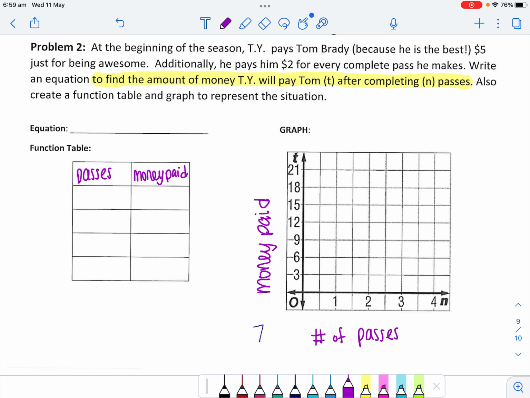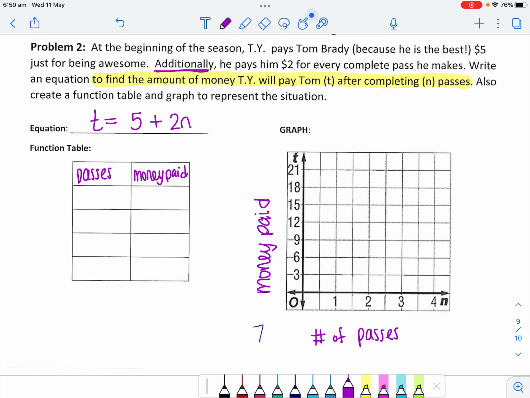This problem says that TY is paying Tom Brady $5 just for being awesome. So I'm going to say T equals $5, and he's just getting that $5. It's not happening every single time. He's just getting $5. Additionally, so I'm going to do plus, he pays him $2 for every complete pass that he makes. So 2N. Because that's the thing that he's doing over and over and over again.